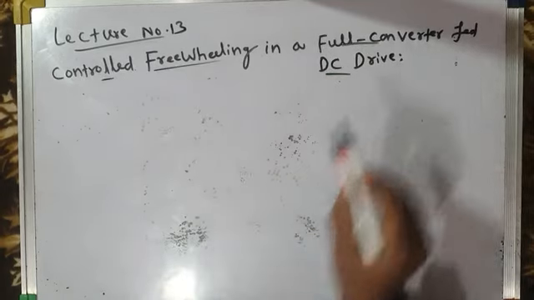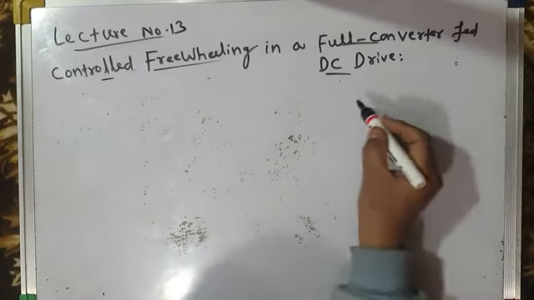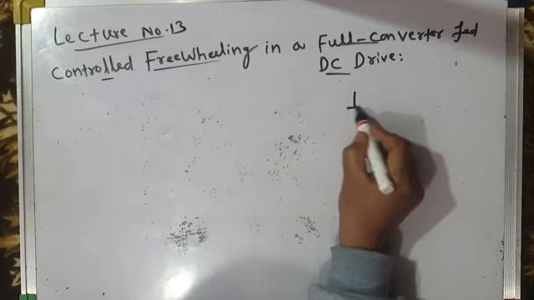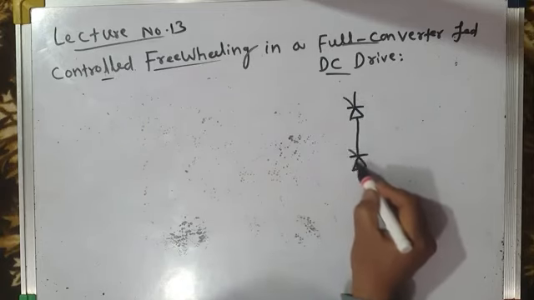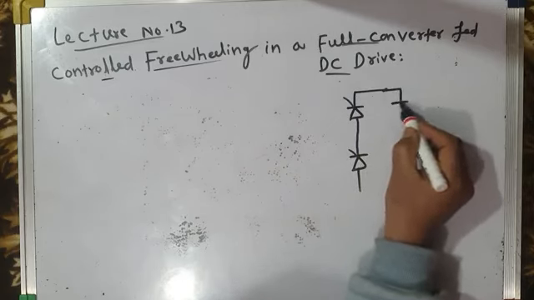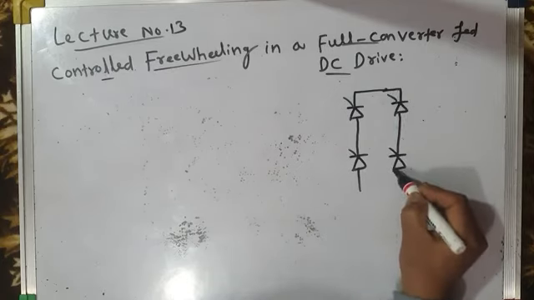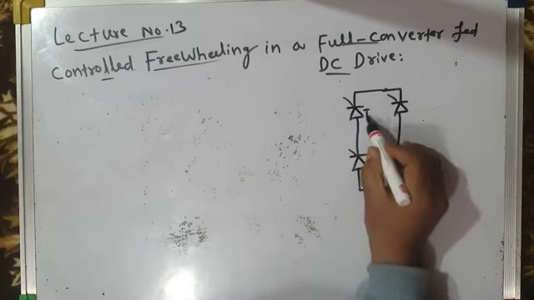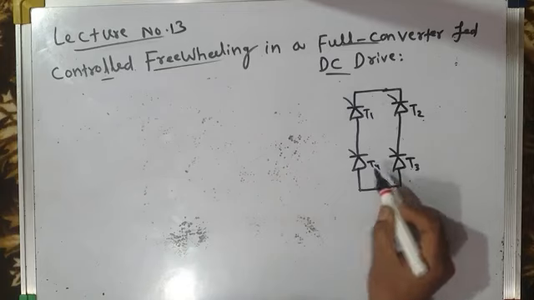As you already know, we have already discussed a single phase full converter fed separately excited DC motor drive in early lectures. The power circuit diagram is like this. This is our single phase fully controlled converter or single phase full converter. These are the devices or thyristors T1, T2, T3 and T4.